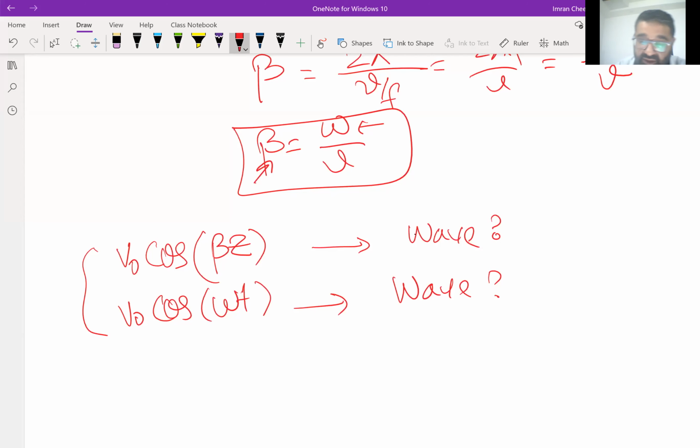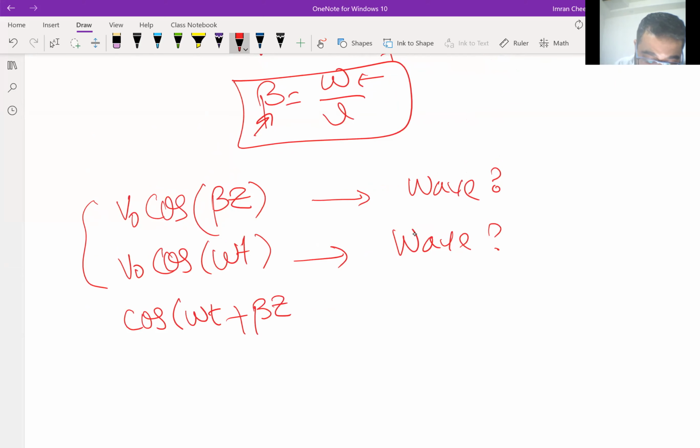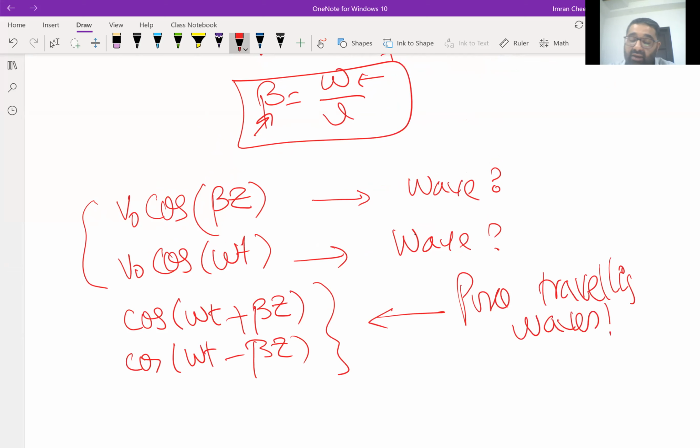Okay, so to make things more interesting, let me ask you this. What kind of function is this? cos omega t plus beta z, or cos omega t minus beta z. These are pure traveling waves. Pure traveling waves. That is, the wave is fully traveling.